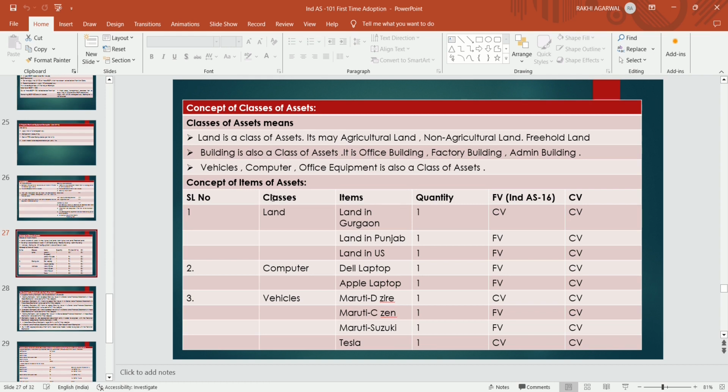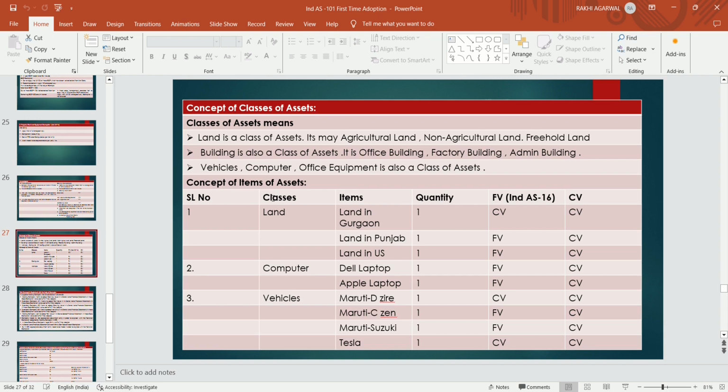Like building: office building, factory building, admin building. These are the items. Building in Punjab, building in Maharashtra. Computer: Dell laptop, Apple laptop. Computer is a class of assets. Dell laptop is an item in that class of assets. Vehicle is a class of asset, but Maruti Desire, Maruti Suzuki are examples of items.